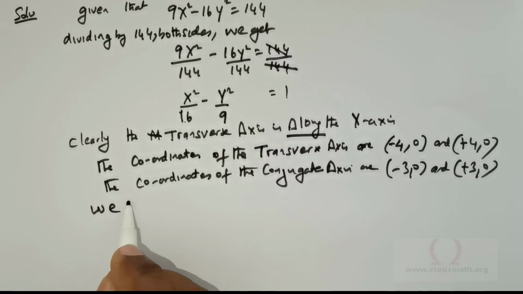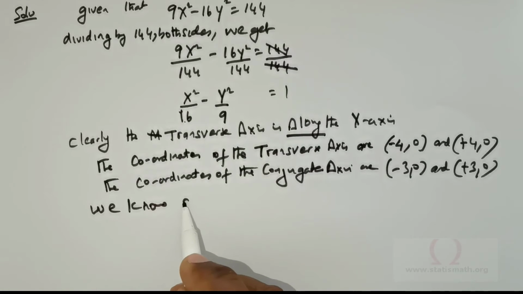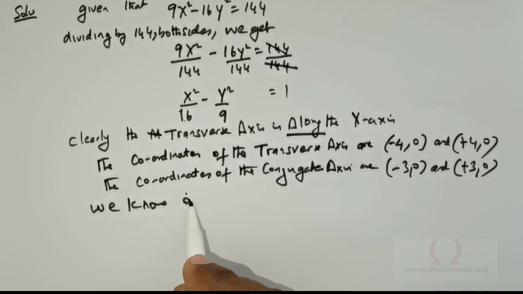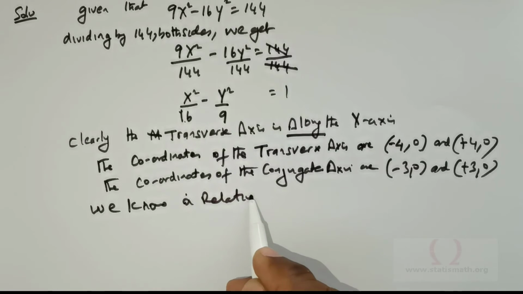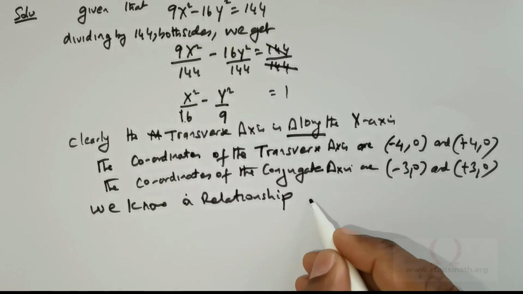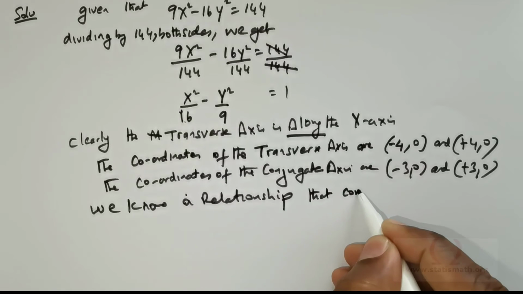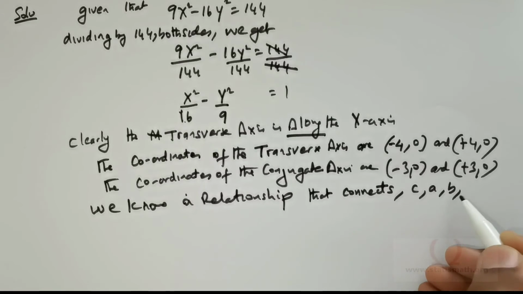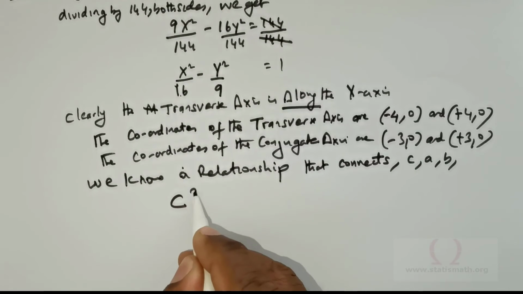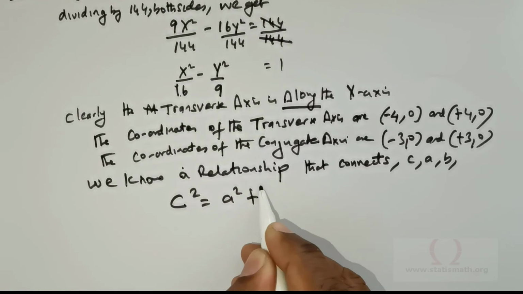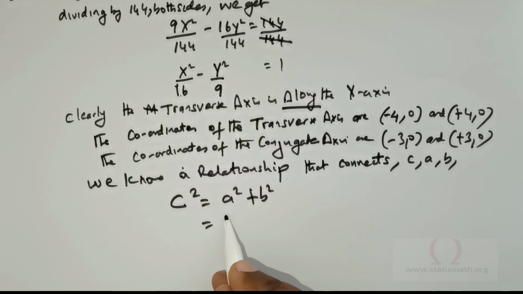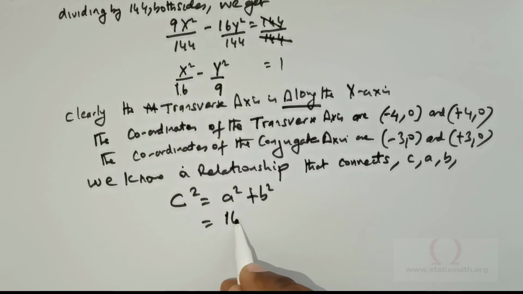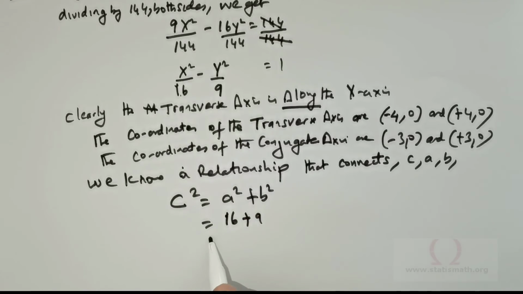We know we have to find the foci. So we know a relationship that connects C, A and B. What is the relationship? C squared is equal to A squared plus B squared. So substitute the values of A squared and B squared. It's going to be 16 plus 9. This will give me 25. So C squared is equal to 25.